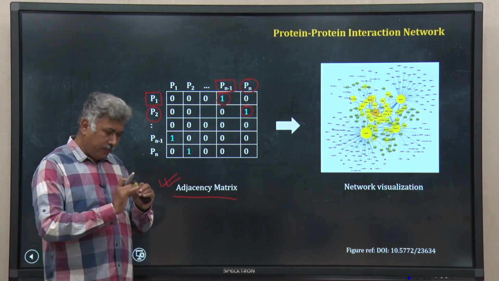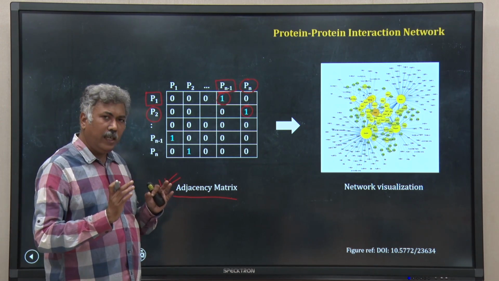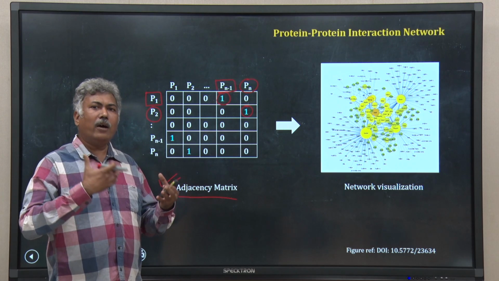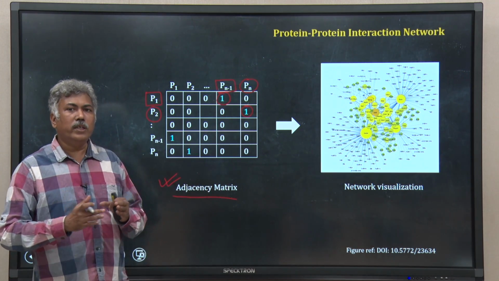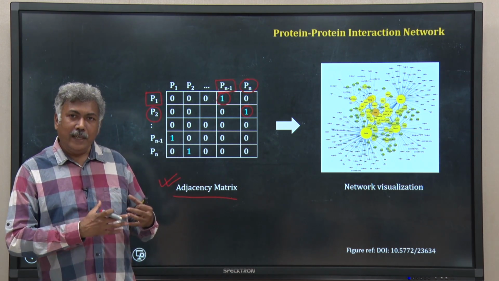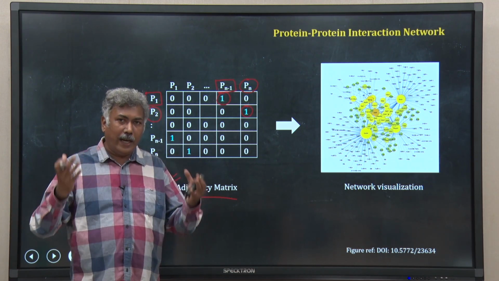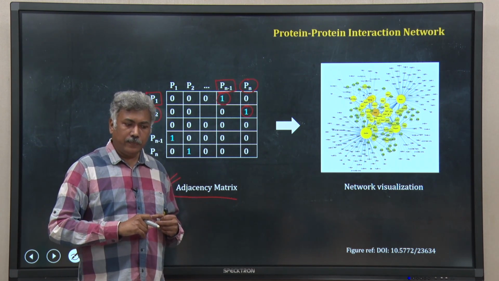Think for a moment, try to create this adjacency matrix yourself, and then you can easily create a graph or network using this information. You do not need any other additional information. So, mathematically, a graph or network that we visualize is actually nothing but an adjacency matrix.